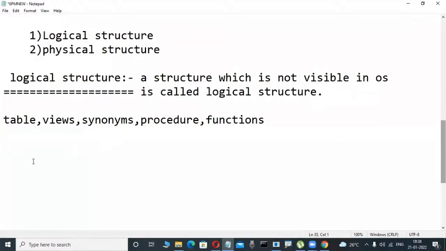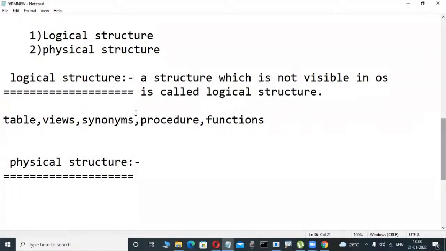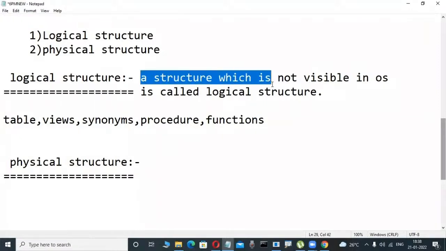Now observe it here. What is a physical structure? Don't write it, just roughly observe. Physical structure, just for the idea. What does a physical structure mean? It is the opposite of logical: a structure which is visible in the operating system.